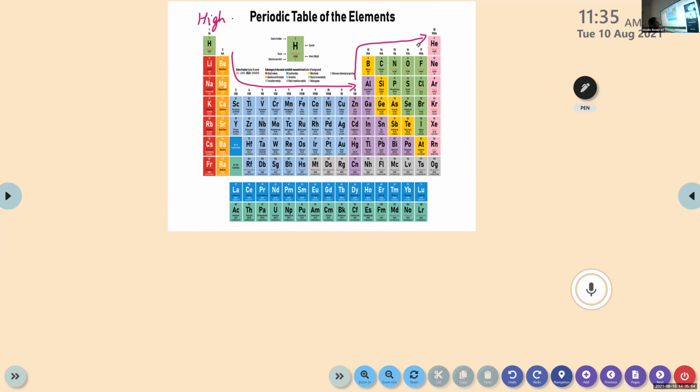Clear? Group 1 has the most reactivity. Then the reactivity decreases in the middle portion of the periodic table. Then again it increases to maximum in group 17. And in the case of noble gases, you have to remember this point. They have a completely filled electronic configuration, so they do not take part in any chemical reaction. That's why they are known as noble gases or inert gases.